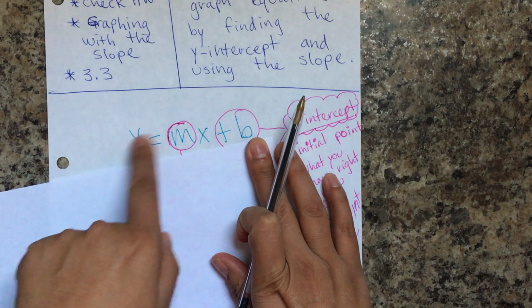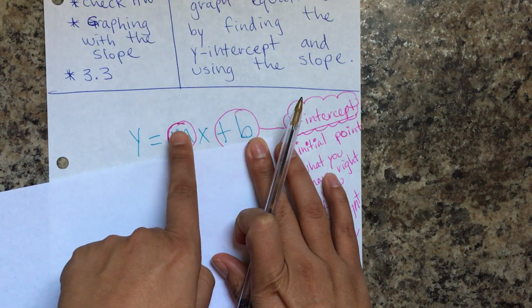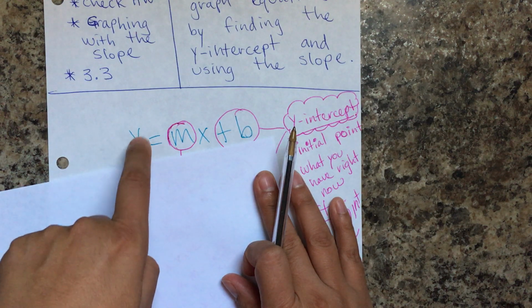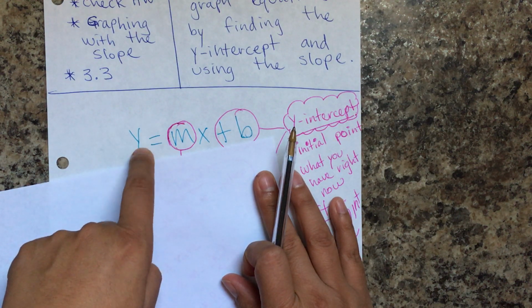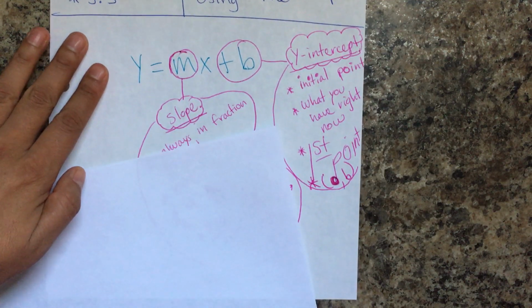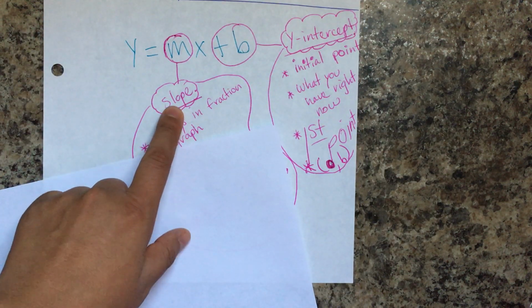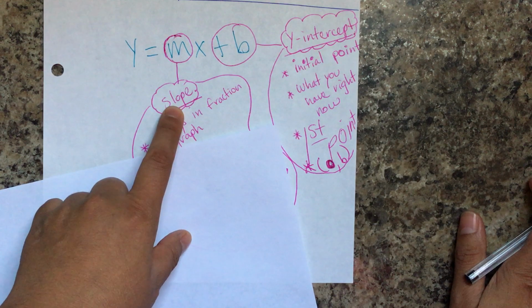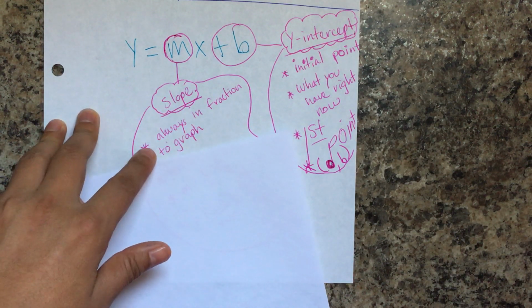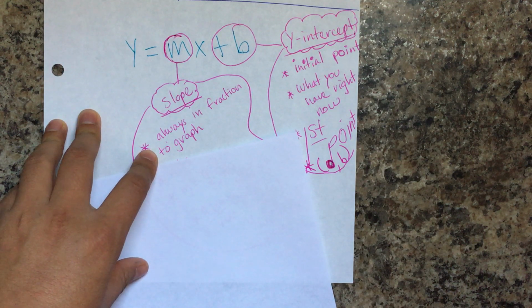Notice that for the y equals mx plus b, meaning the slope-intercept form of the equation, y is always by itself, is lonely. Okay, what is m? M is the slope. In Spanish is la pendiente. And it's always in fraction to graph, and if it's not, then you put it over 1.